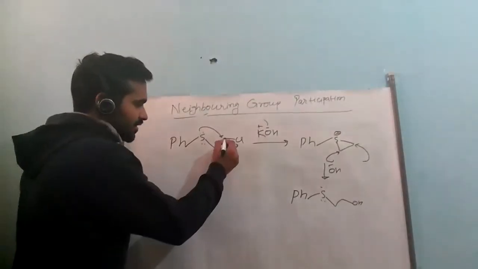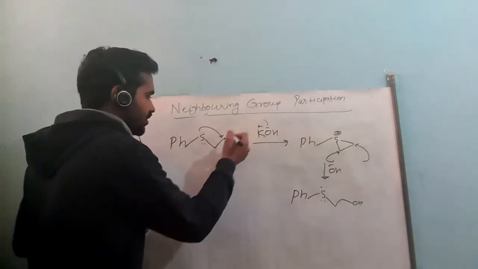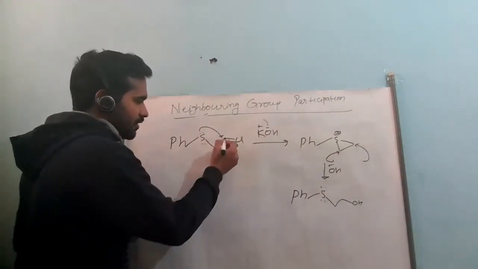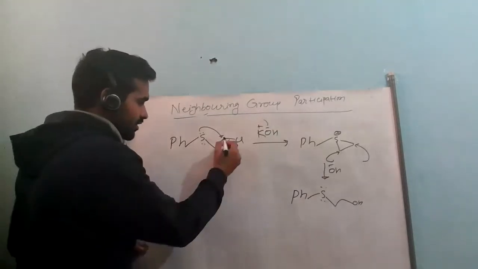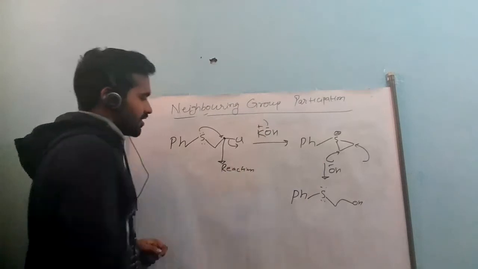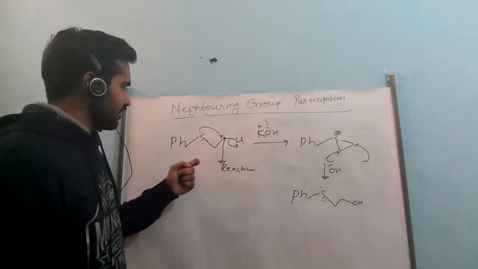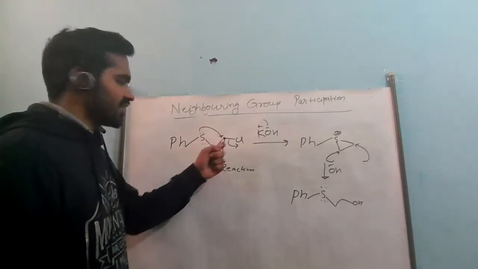See, reaction is occurring here because either OH is attacking, or this lone pair is interacting. This point is the reaction center. So we can say that this lone pair is interacting at reaction center.